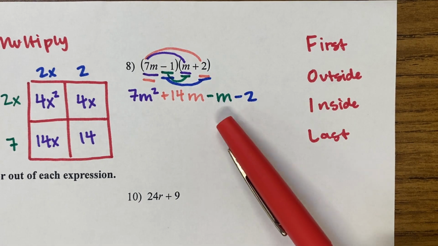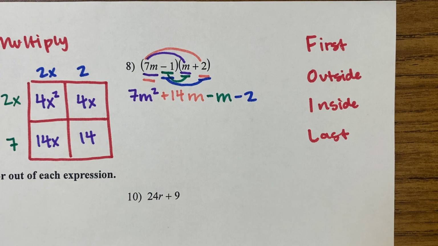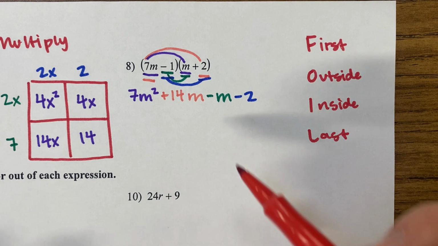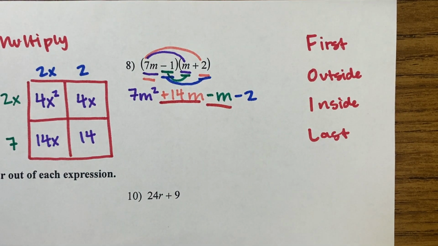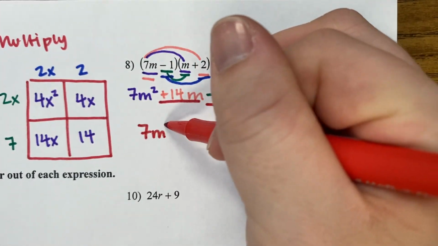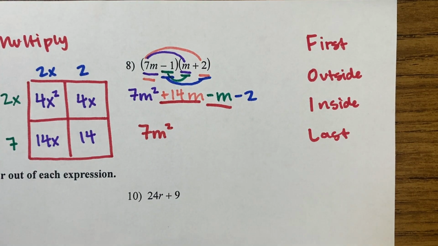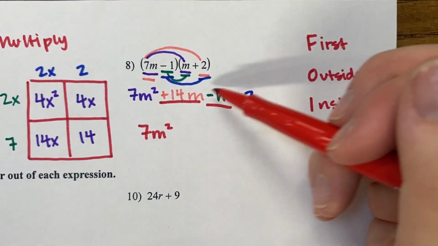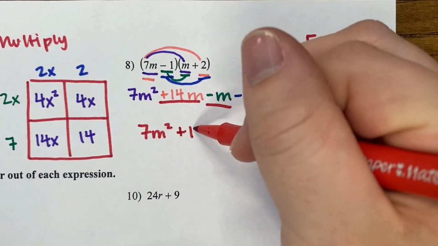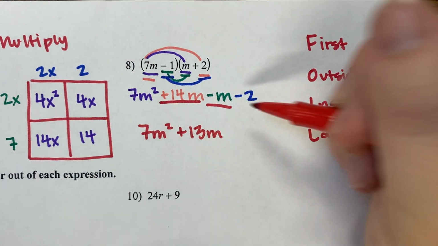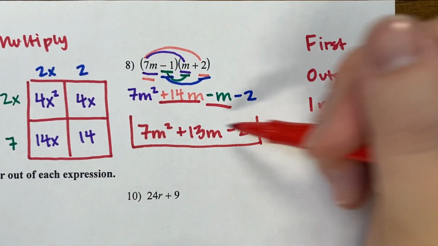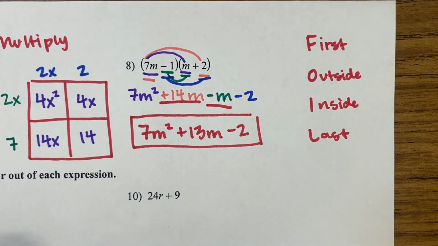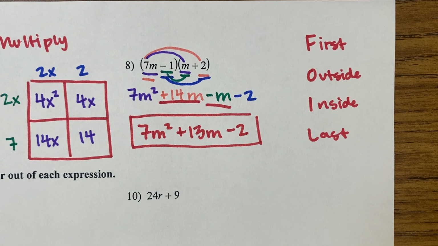Okay, same thing as the last one. We're not fully simplified because we have some like terms we can combine. So where are the like terms? Well, if you followed FOIL, they'll always be in the middle, the ones with just the 1m. So 7m squared stays 7m squared. 14m minus 1m is going to turn into 13m. And negative 2 on the end. And there's our final answer.